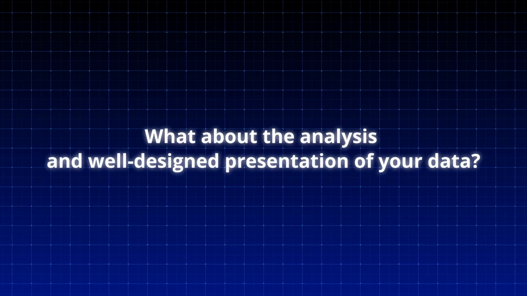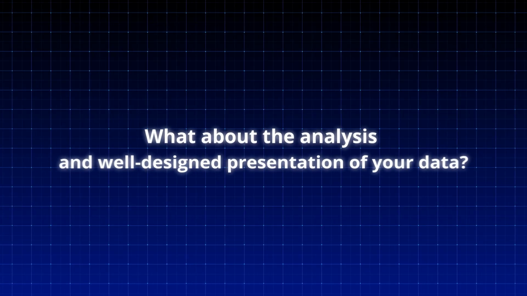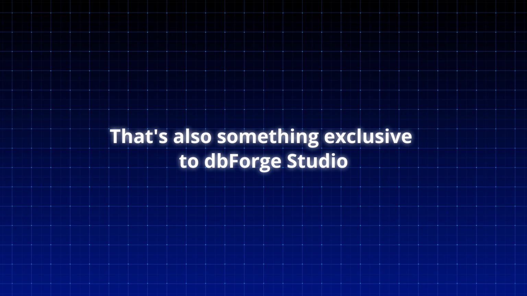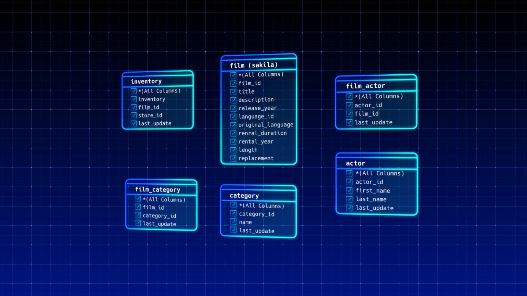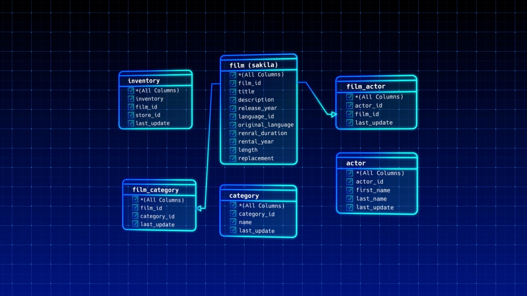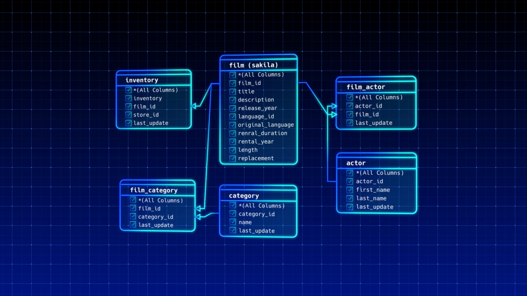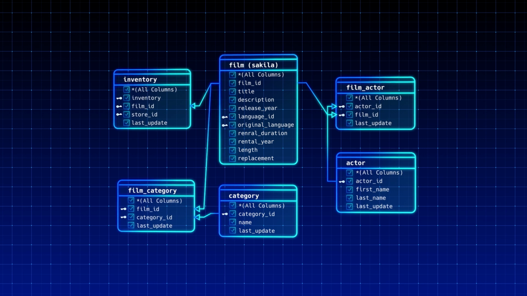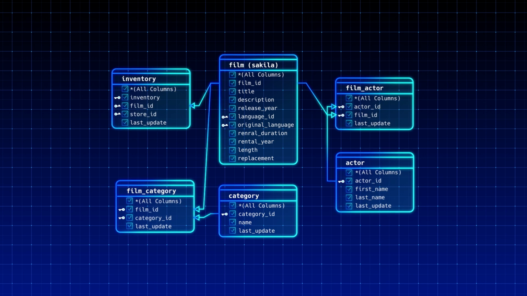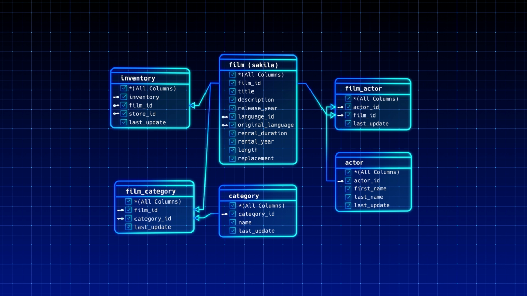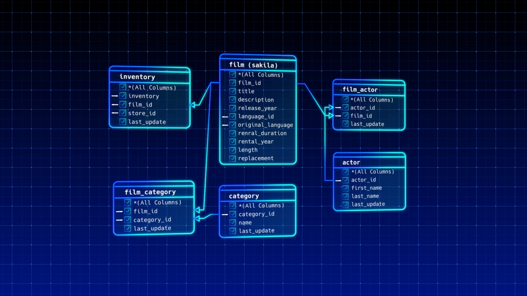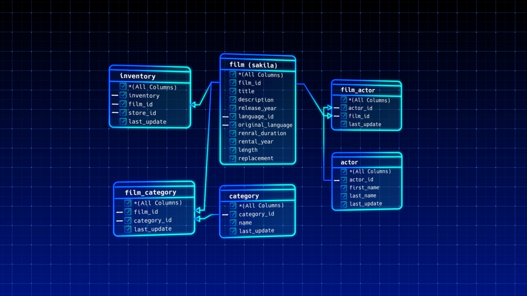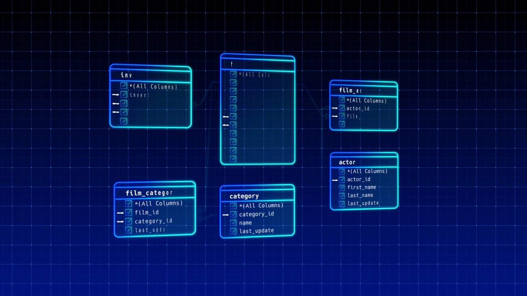What about the analysis and well-designed presentation of your data? That's also something exclusive to dbForge Studio. First off, you can analyze your databases and detect logical errors with the integrated Master Detail browser. This feature allows you to view objects that are linked together with foreign keys or user-defined relationships, making it simple to identify specific records and maintain data integrity. The visual schema representation enables you to set up relations and quickly switch between views.